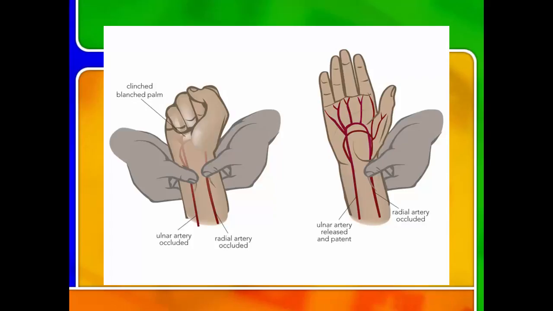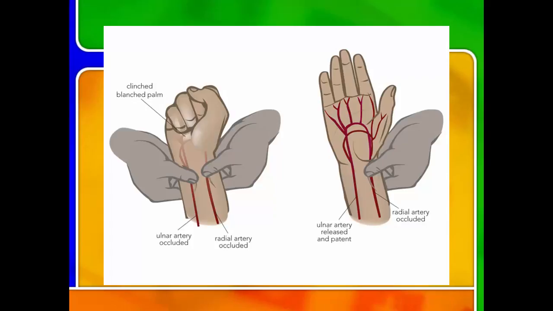So this is how an Allen's test is done. Basically you occlude the ulnar and radial artery, have the patient clench their fist, and so their palm will be blanched, and once they open their hand, they will not have any color in their hand, and then you will release the ulnar artery, and their hand should pinken up, and you're still occluding the radial artery, and that means that they have collateral circulation, and so it is okay to do ABGs from the radial artery.